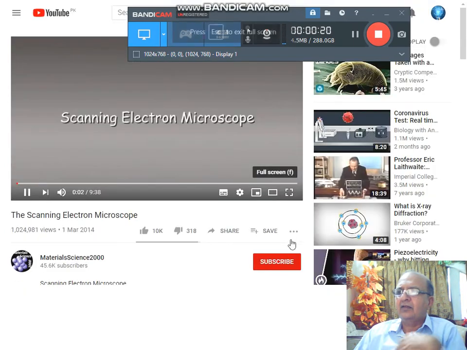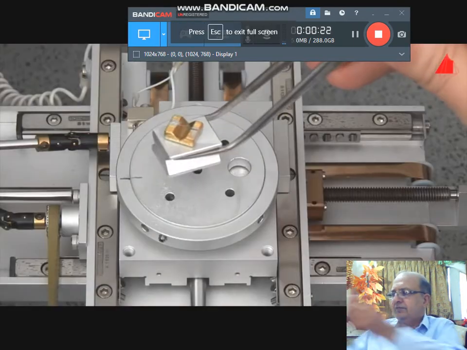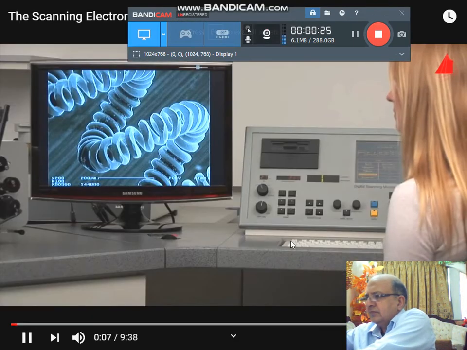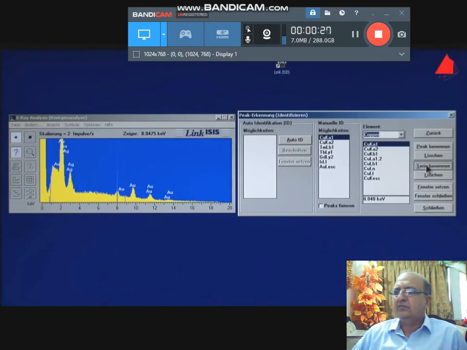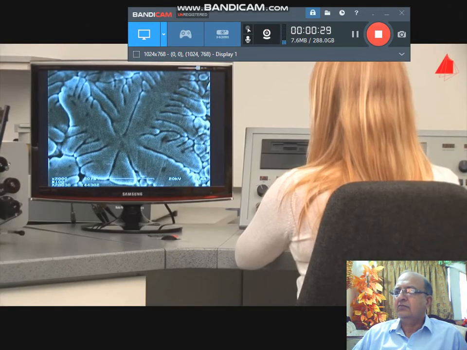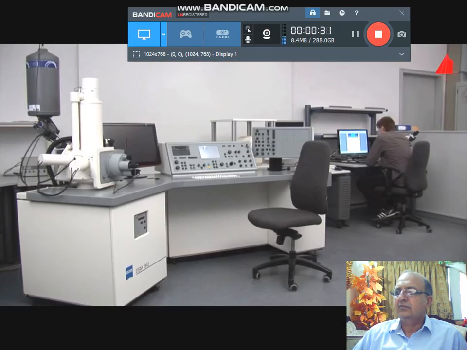The scanning electron microscope. Scanning electron microscopy is one of the most fascinating examination methods. This video shows how it works in practice. Main components of the microscope are column for electron beam generation, specimen chamber, vacuum pump, monitor, and control panels.